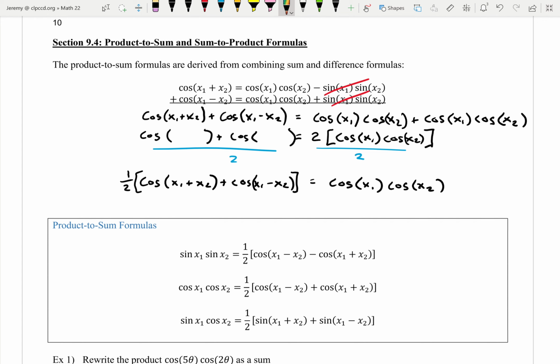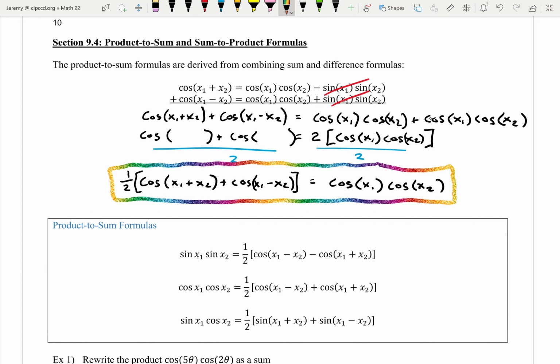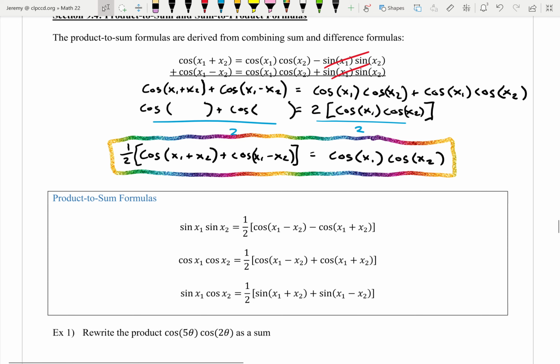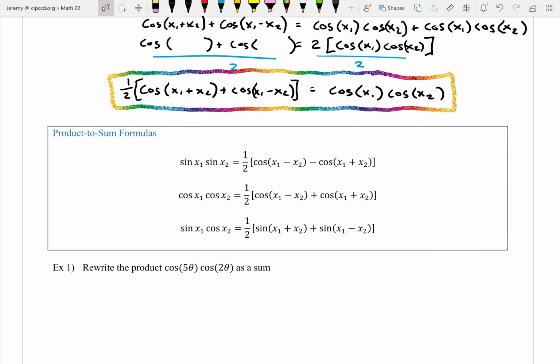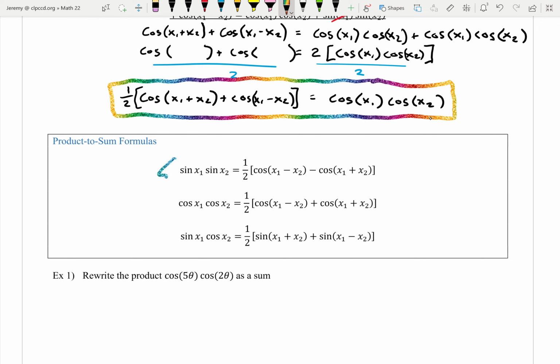So there's our formula, and this is just one of them. The derivations for the other two are very similar. You could probably figure out how to derive those on your own. I encourage you to think about that a little bit. But here they are. Here are the three product to sum formulas that we're focusing on here.